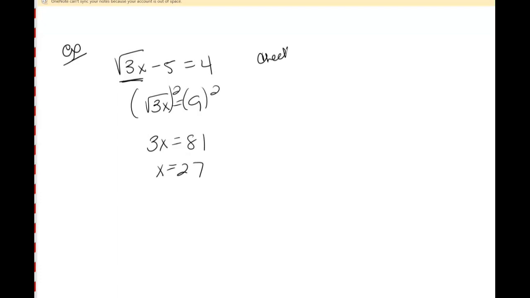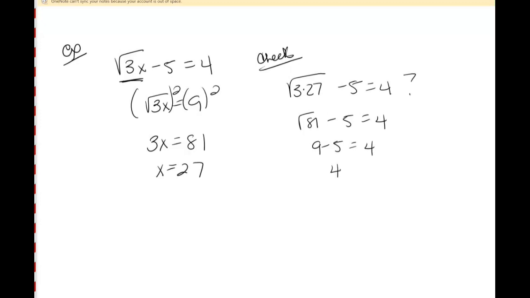Now I'm going to check. The square root of 3 times 27 minus 5 equals 4, question mark. So this is the square root of 81 minus 5 equals 4, and 9 minus 5 equals 4, which of course, 4 equals 4. So yeah, this guy works. We're good to go.